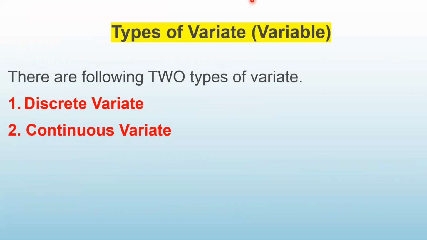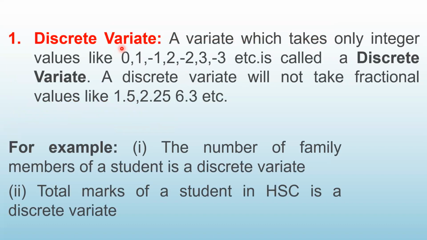Now types of variate. In variate also there are two types. First one is called a discrete variate and the second one is called a continuous variate. What is discrete variate? Look at it. A discrete variate is a variate which takes only integer values like 0, -1, 1, 2, and so on. A discrete variate will not take fractional values like 1.5, 2.25, 6.3, etc. Let me explain this.